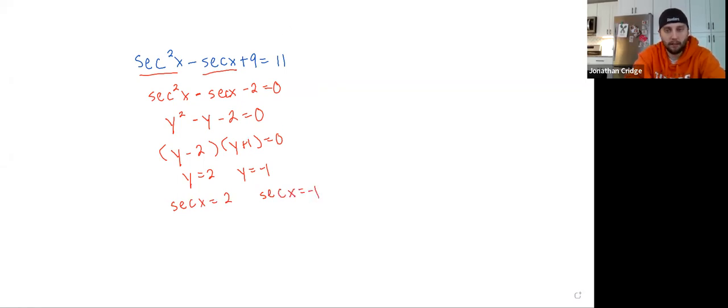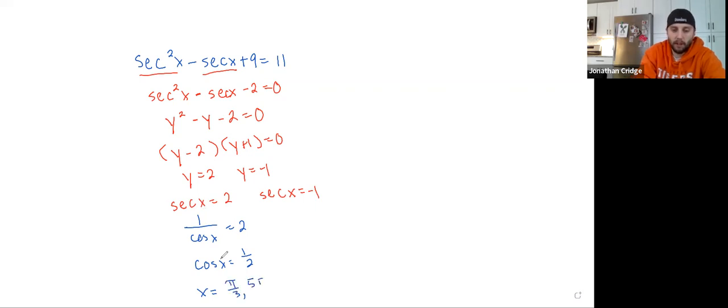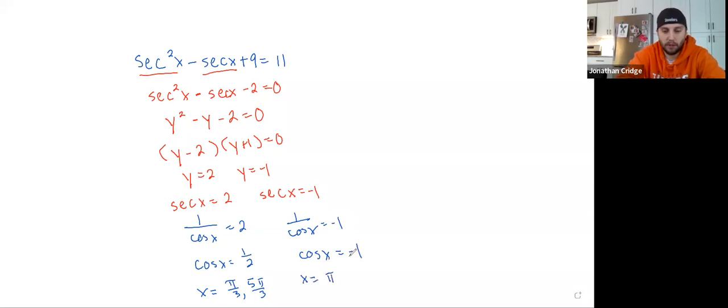Now I've got to prove that I know what to do with secant. Secant is 1 over cosine of x. Take the reciprocal, so cosine of x equals 1/2. So when do I have x values that equal 1/2? It happens at my pi over 3's, first quadrant and fourth quadrant: pi over 3 and 5 pi over 3. And then over here, 1 over cosine of x equals negative 1, so cosine of x equals negative 1 when I take the reciprocal. And that happens when my angle is pi.